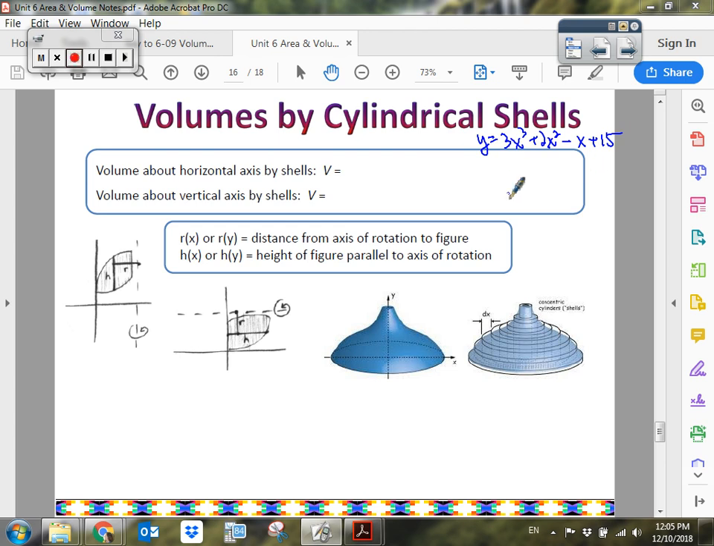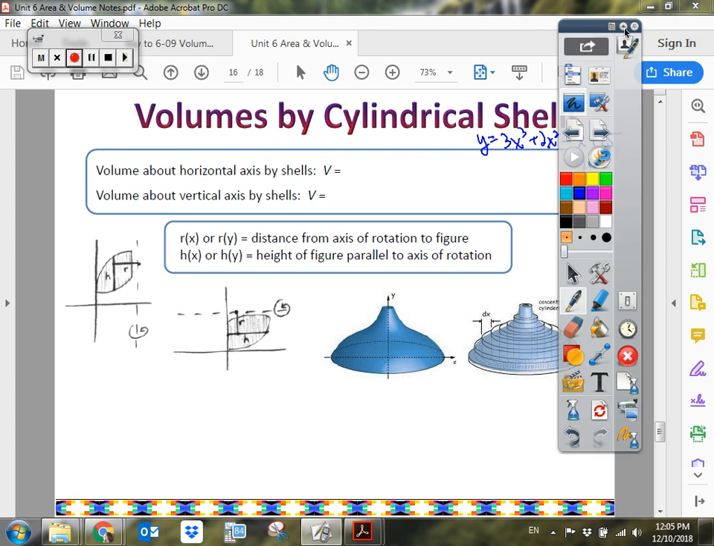Now, I will tell you on the AP test, they aren't going to give you anything where you have to use shells. And on Wednesday's test in here, I'm not going to give you anything where you have to use shells. You always would be able to use discs. We're going to test on this lesson, the shells lesson, in Unit 7.